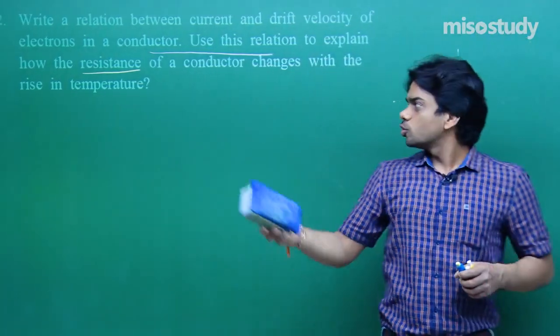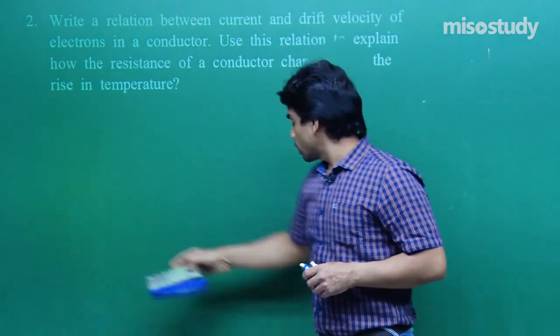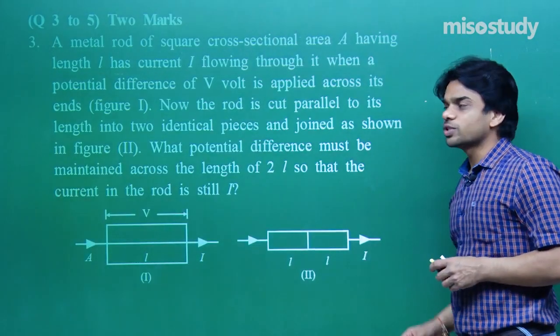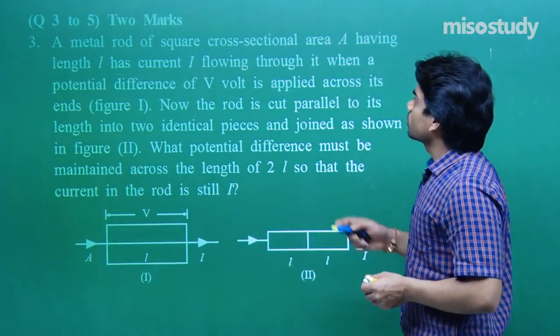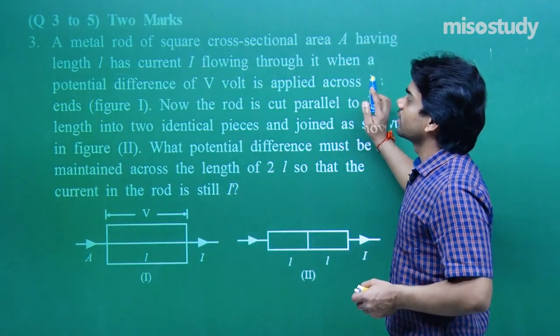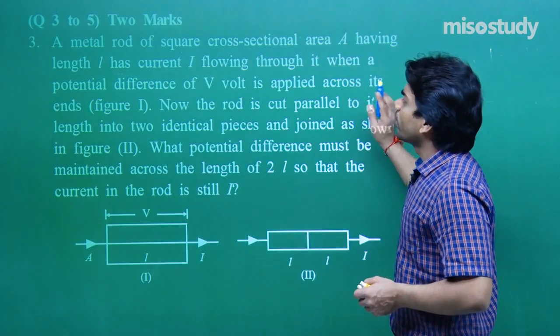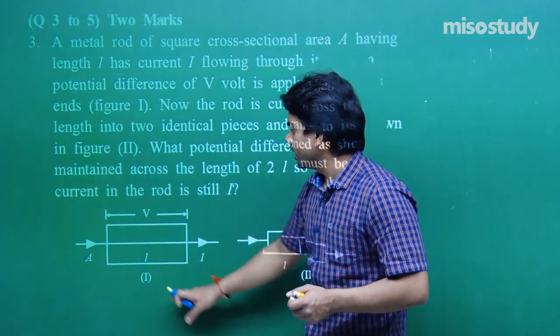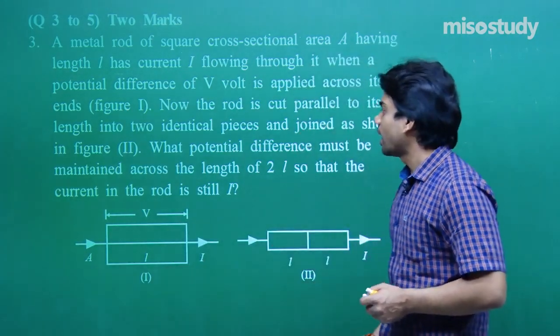Next case after this, two simple questions but conceptual. Third question we have, it's a 2 mark question. A metal rod of square cross sectional area A having length L has current I flowing through it when a potential difference of V volt is applied across its ends, that is figure 1. We have L length, A area of the cross section, V is applied, I is flowing.